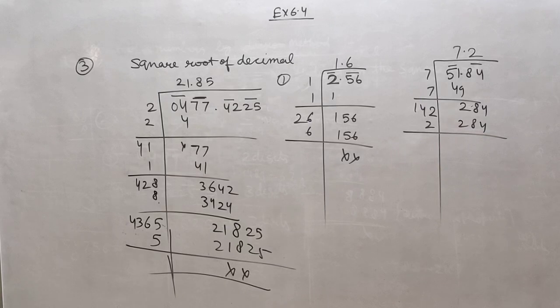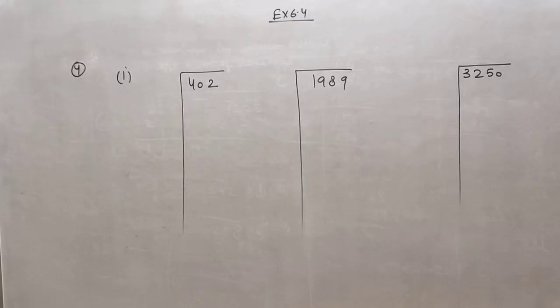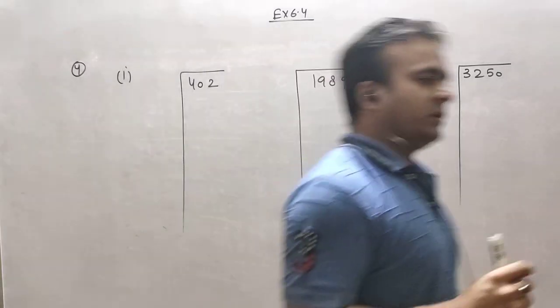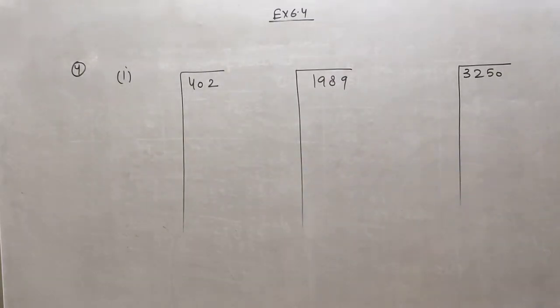Now question number 4. Find the least number which must be subtracted from each of the following. Before this, read the question carefully. Find the least number which must be subtracted from each of the following numbers so that we get a perfect square. In prime factorization we have done such questions where we had to multiply and divide, but here we have to subtract.